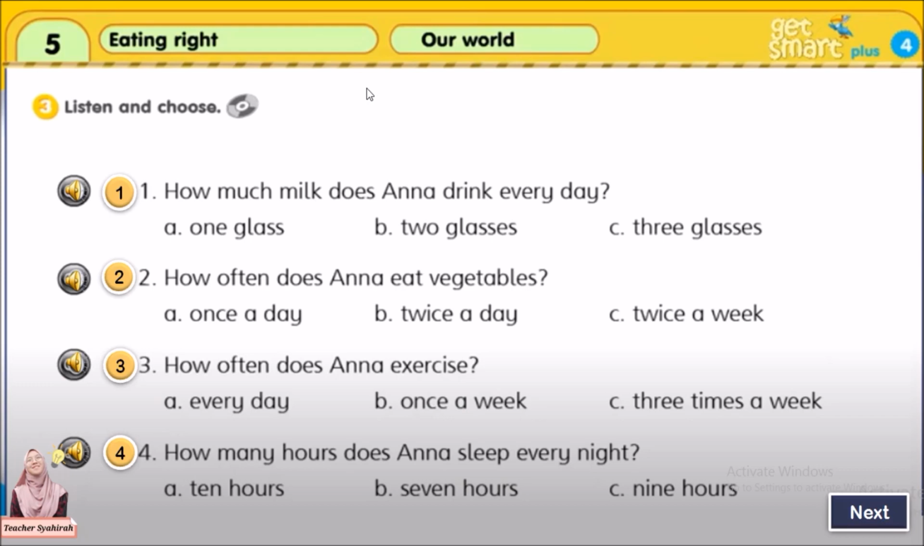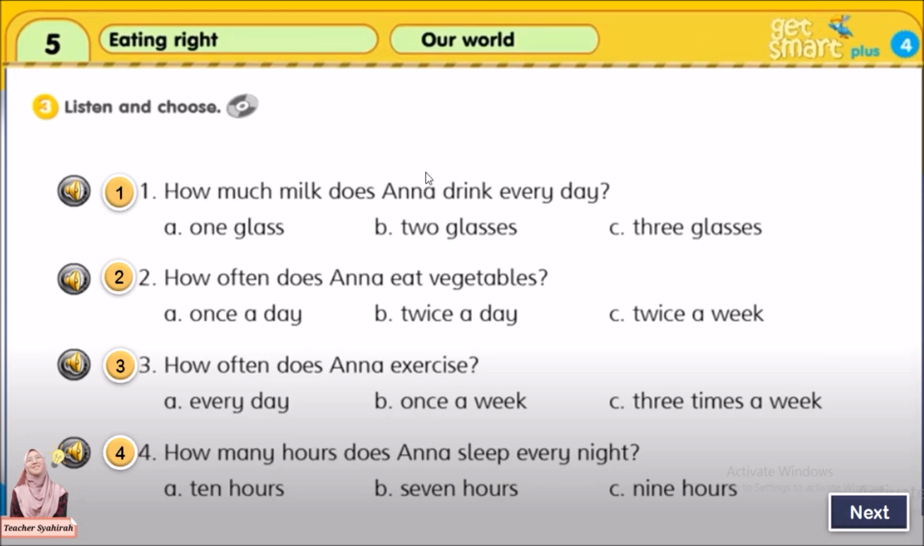Alright, now let's do this exercise. Listen and choose. So I'm going to play this video. You have to circle the right answer. Look at the first question. How much milk does Anna drink every day? So cuba tengok kat sini. Now listen to this audio and try to find the answer.